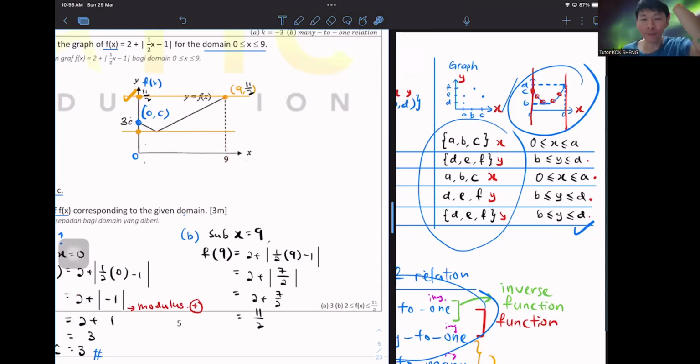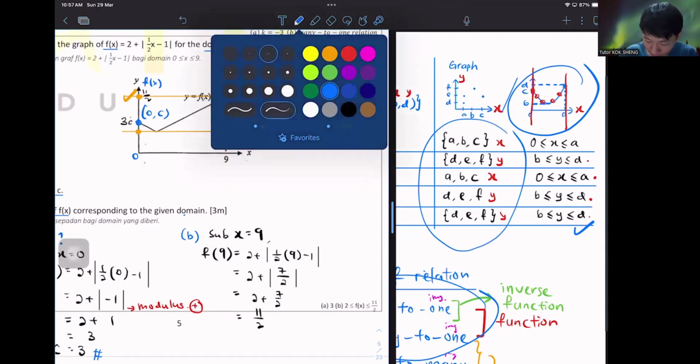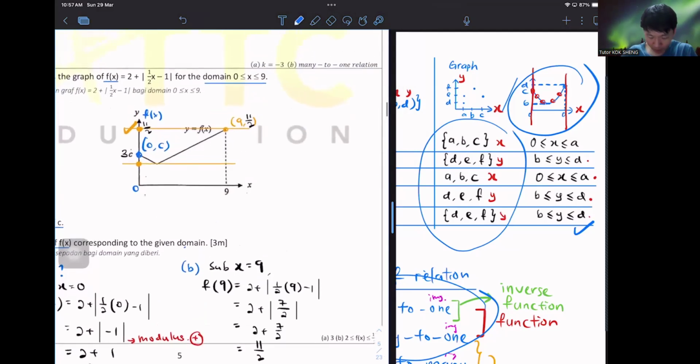First thing, you have to know how this graph works. How do they get this graph? Okay, so let's see here. Your equation of the graph is 2 plus modulus of 1 over 2x minus 1. So that's your equation, right?